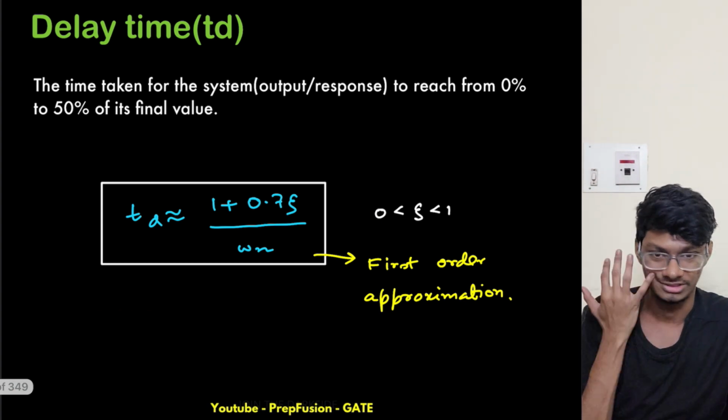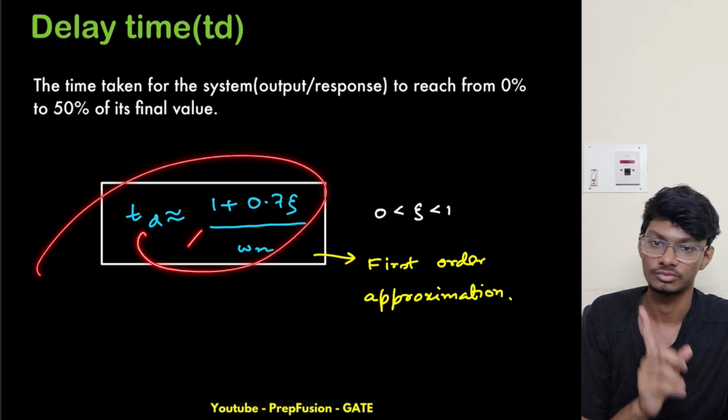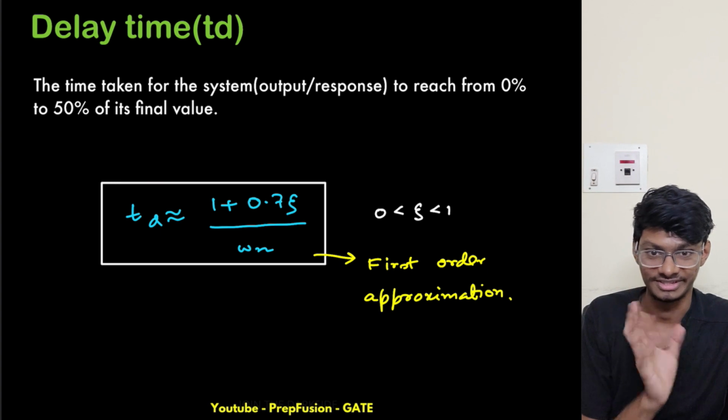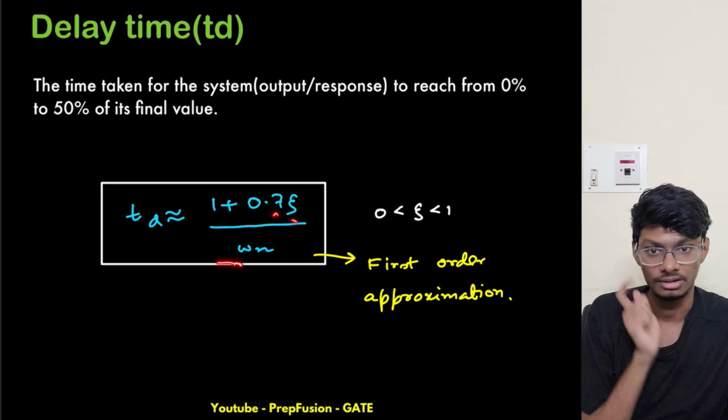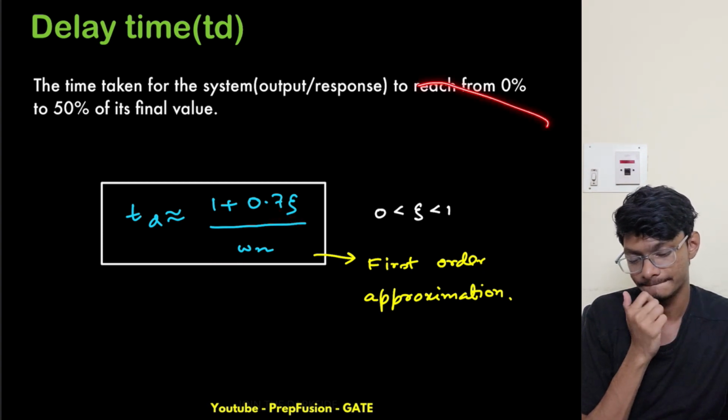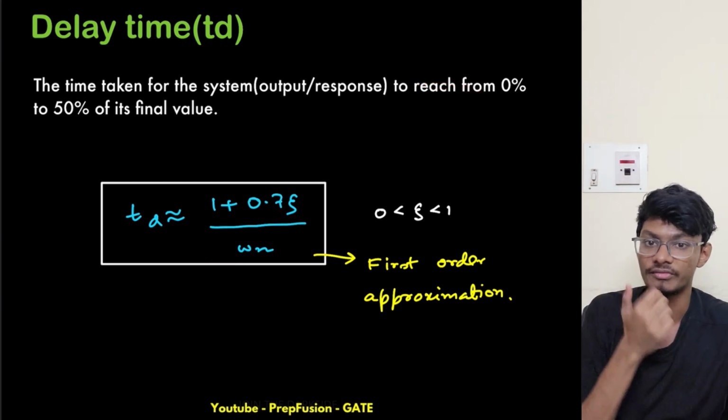Then we studied about delay time. This is not just another parameter, so you have to remember this one. This is 1 plus 0.7 zeta by omega n. What you have to keep in mind is here it reaches 0% to 50% of the final value.